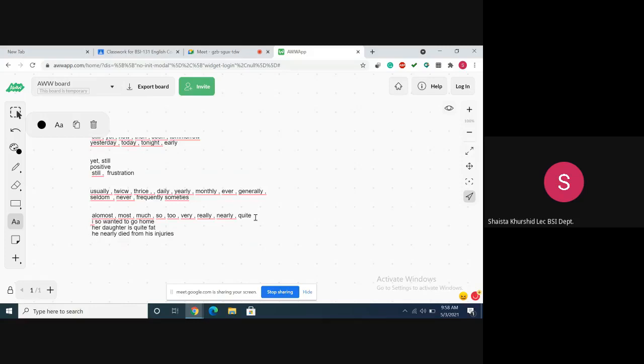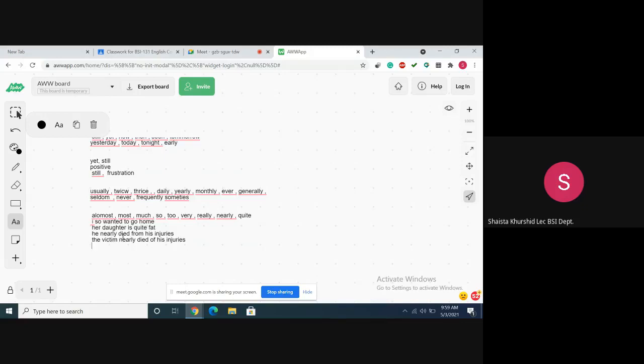The daughter is quite fat. I so wanted to go home. We can also say the accident victim nearly died, or the victim nearly died of his injuries. So over here, if you notice the position of the adverb of intensity, as in "I so wanted to go home", it is put after the subject, before the verb, or maybe just after the verb. So, her daughter is quite fat.